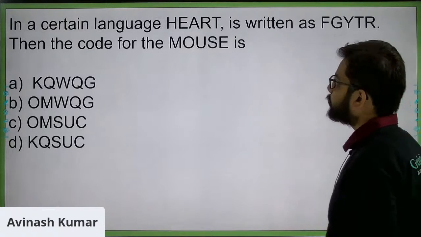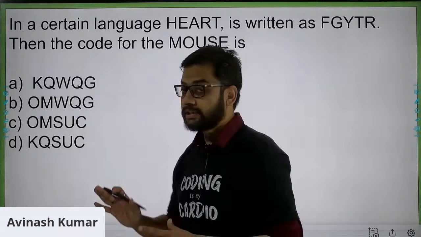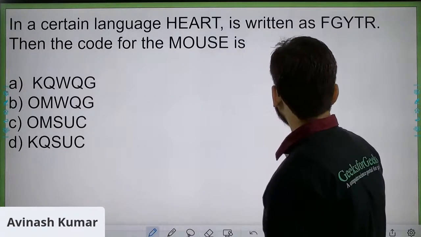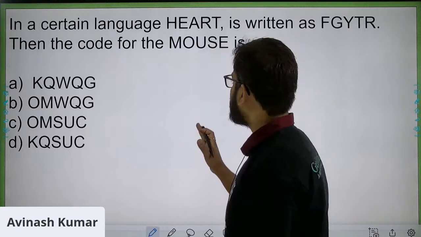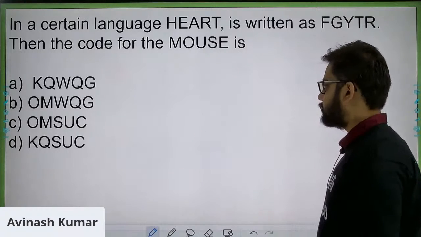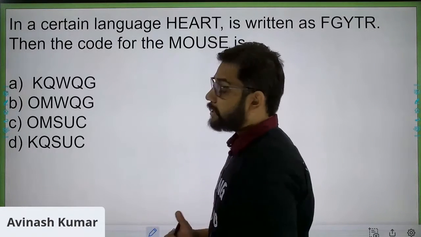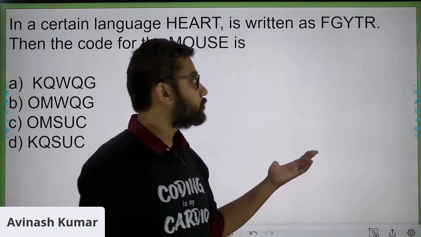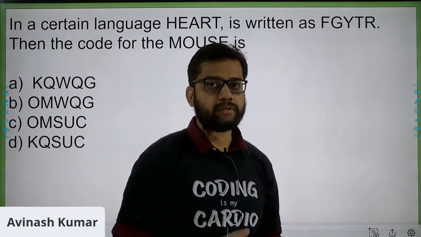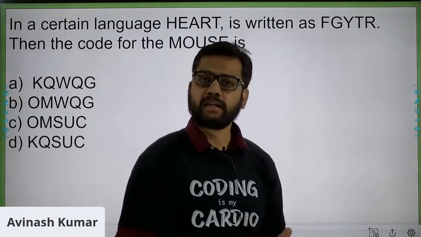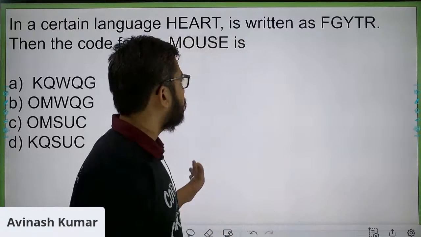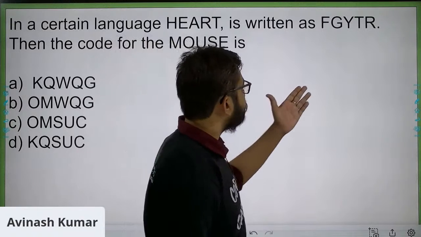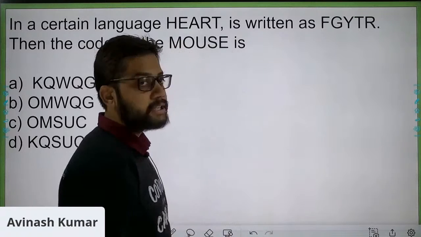Now again, there's one more question. See, this kind of question is very important. In a certain language, HEART is written as FGYTR, then the code for MOUSE is? This is a coding-decoding kind of question. Here we use the alphanumeric series, also the alphabetical series, whatever is going to apply over there. So HEART is written as FGYTR, so how will MOUSE be written?